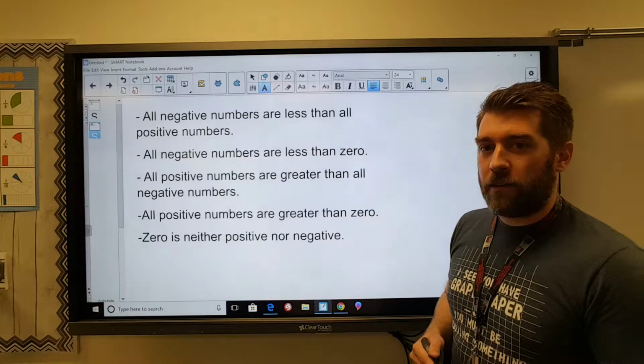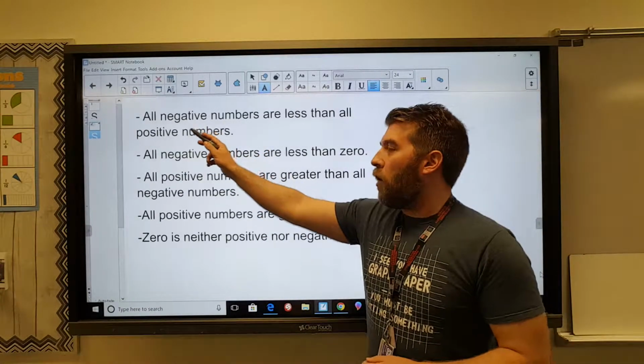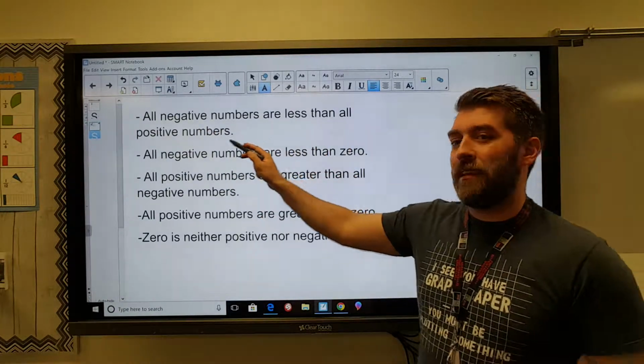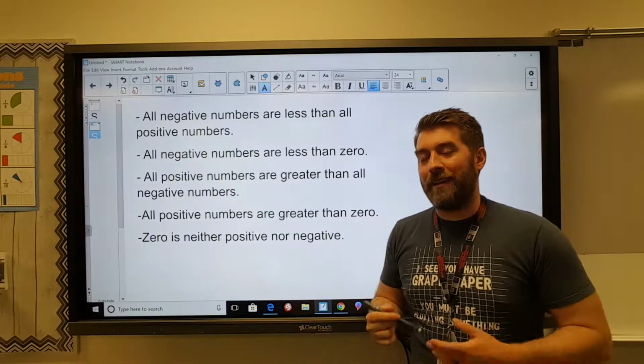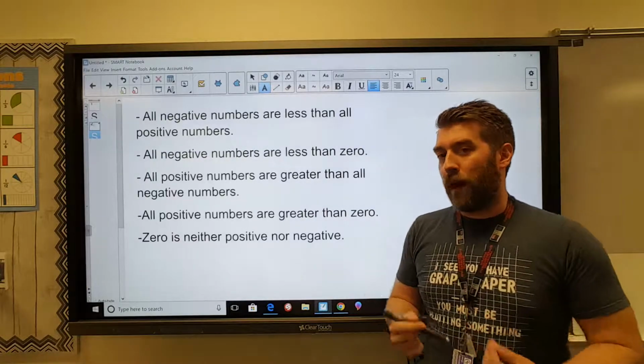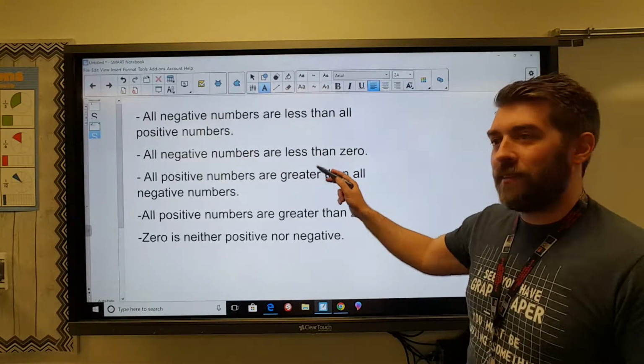Well, let's go and take a look at these rules real quick. Just a couple things to remember. The first one is all negative numbers are less than all positive numbers. What that means is you will never have a negative number that is greater than a positive number. All negative numbers are less than 0.